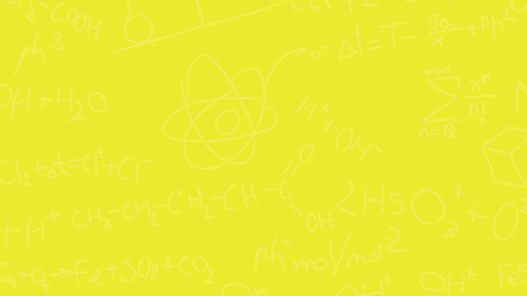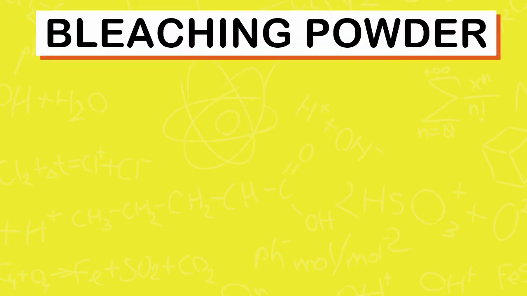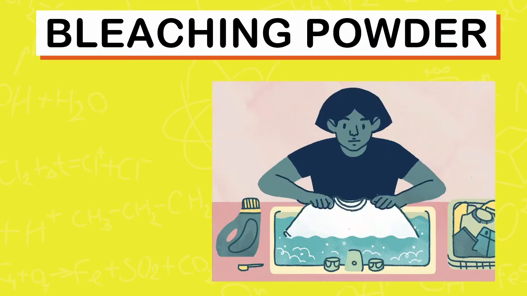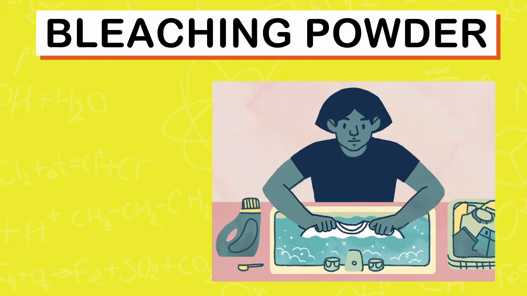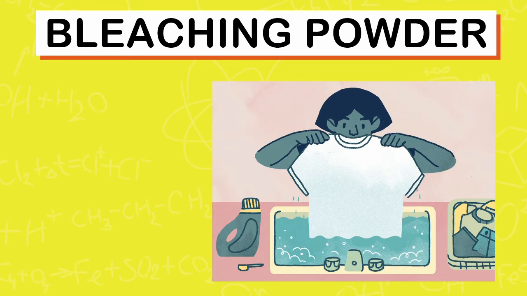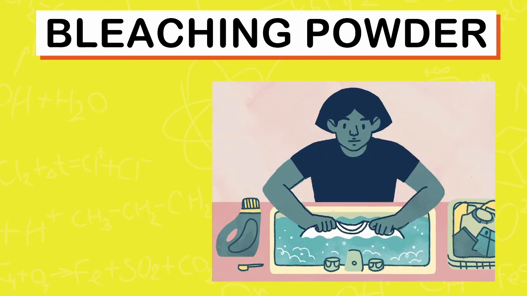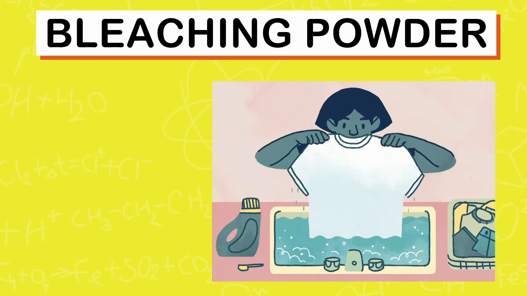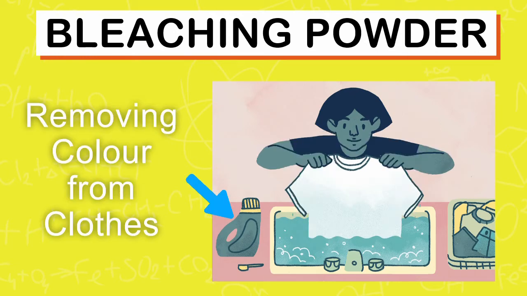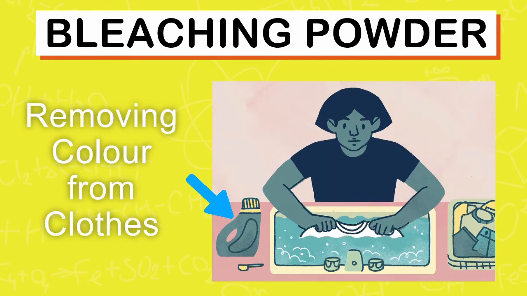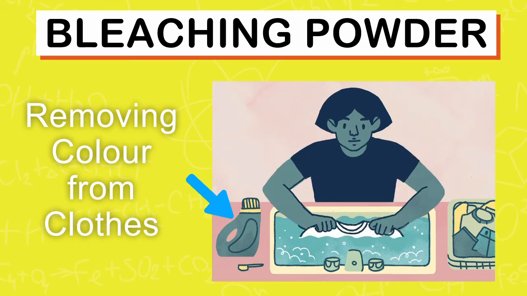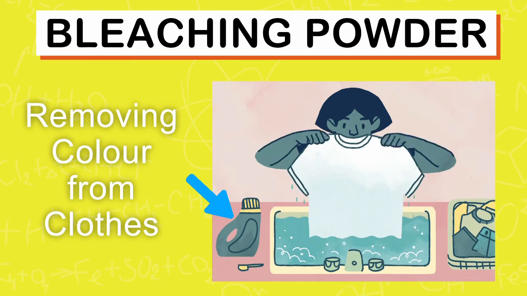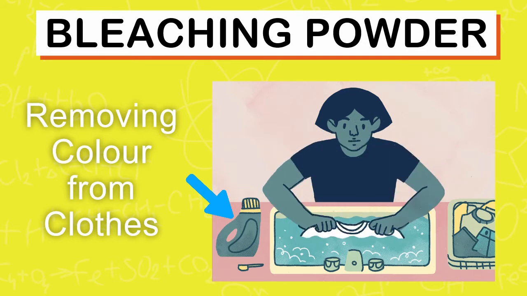Now, another thing that I can use this for is to make something called bleaching powder. If you're familiar with bleach or its uses, we use it sometimes in washing our clothes. If there's a stain on our clothes, we use bleach to remove that color. To make this bleaching powder, we need the help of sodium chloride, not directly, but yes, we need it. I'll tell you why.